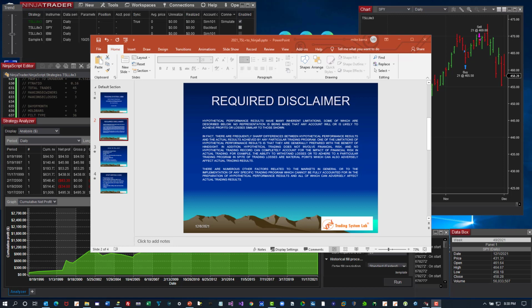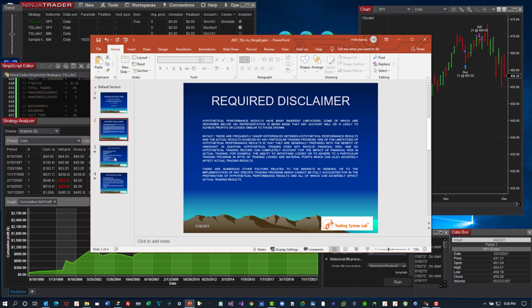Let's design some trading strategies using TSL Lite and drop them into the NinjaTrader platform. We're going to use the TSL Lite platform, which is a strategy code generator and code writing platform. Now this is a lightweight version of the full TSL platform. The TSL platform is a genetic programming platform.